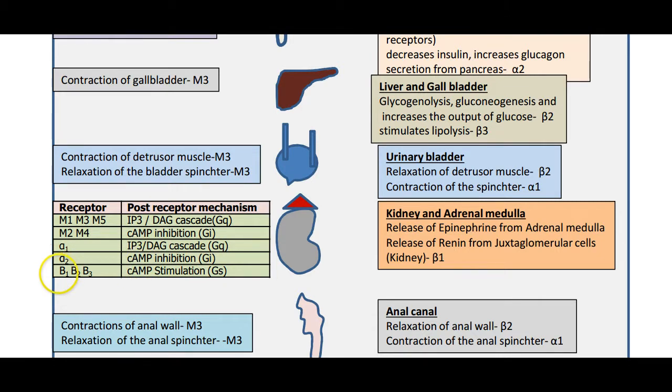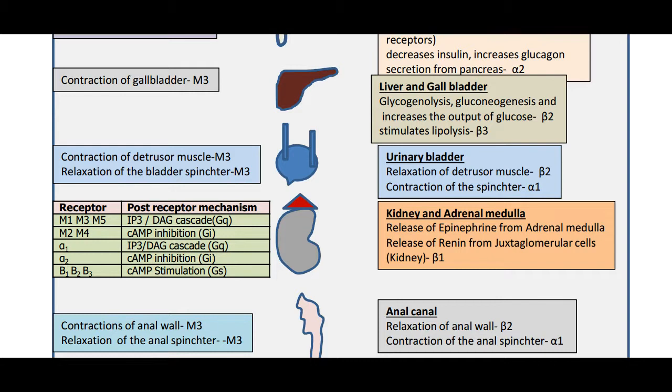Whereas the beta receptors, now there are 3 types and all the beta receptors are actually GS subtype of G-coupled protein receptors. Now GS means stimulatory and it causes adenyl cyclase activation, which leads to increase in cyclic AMP.